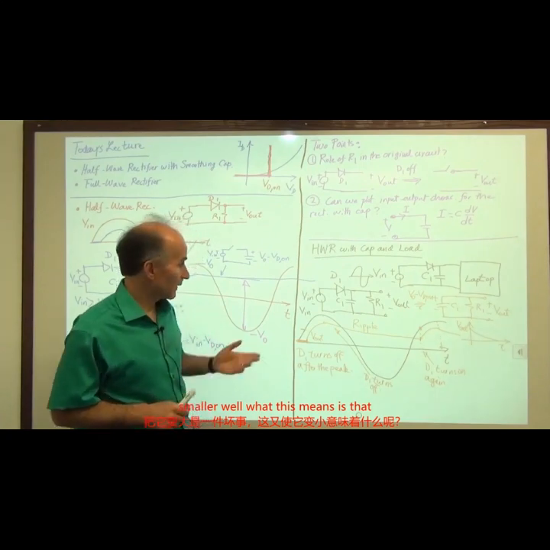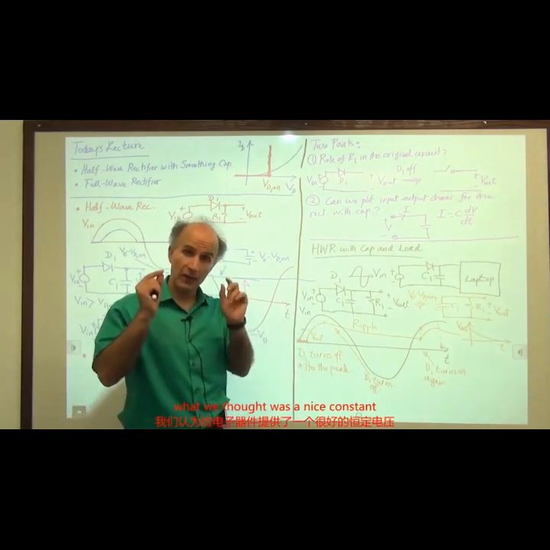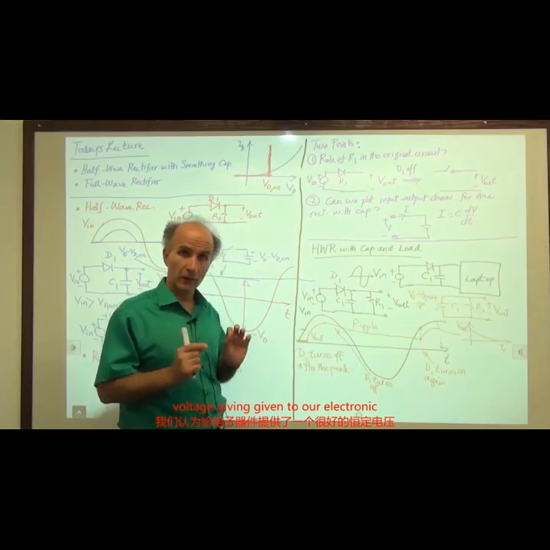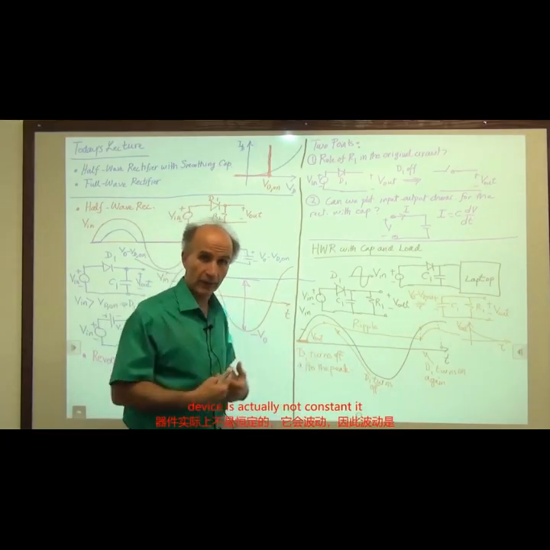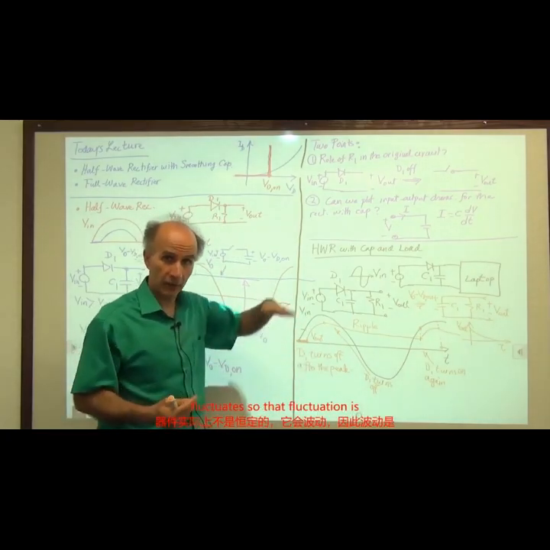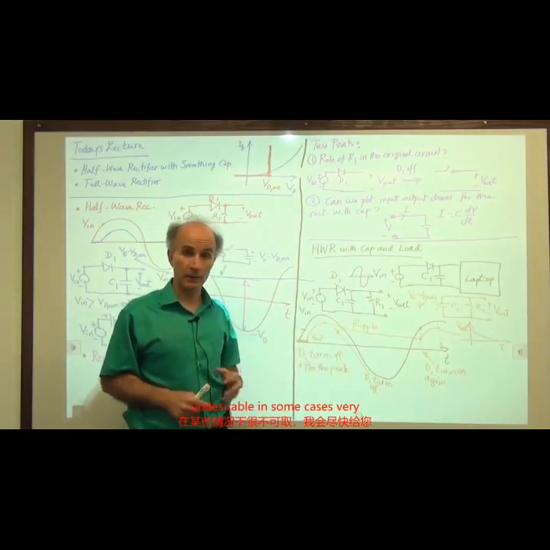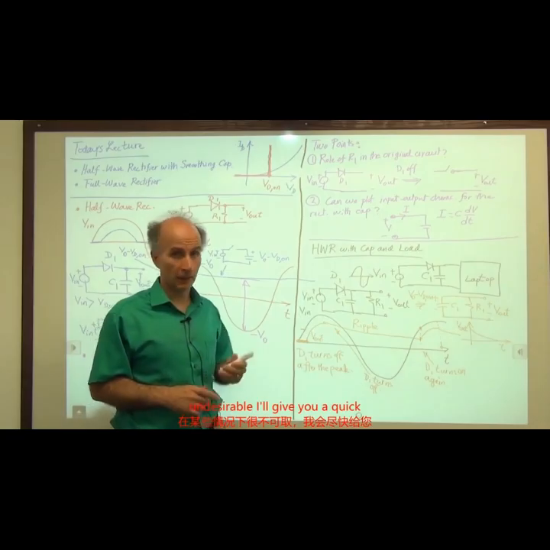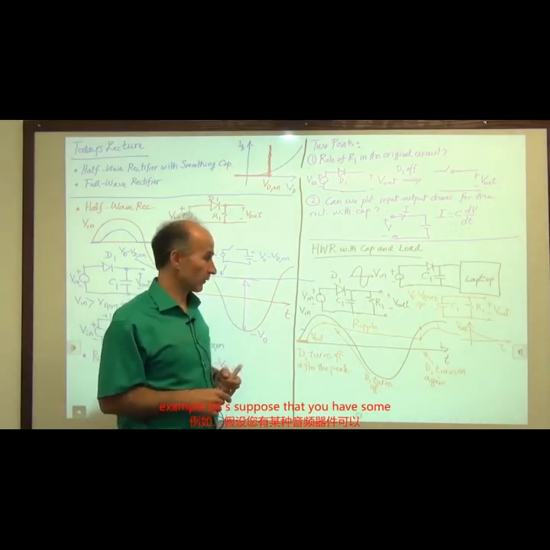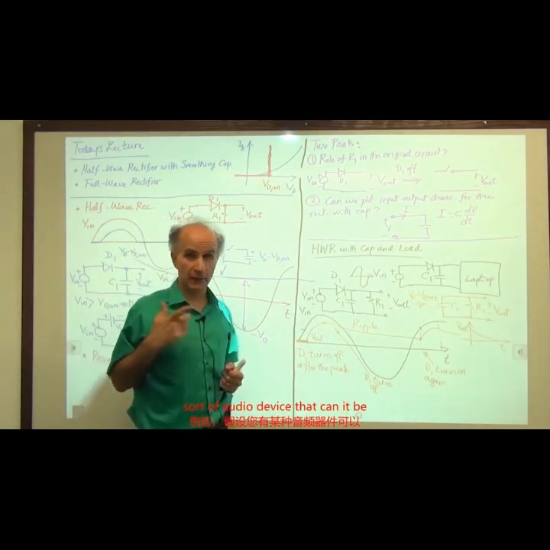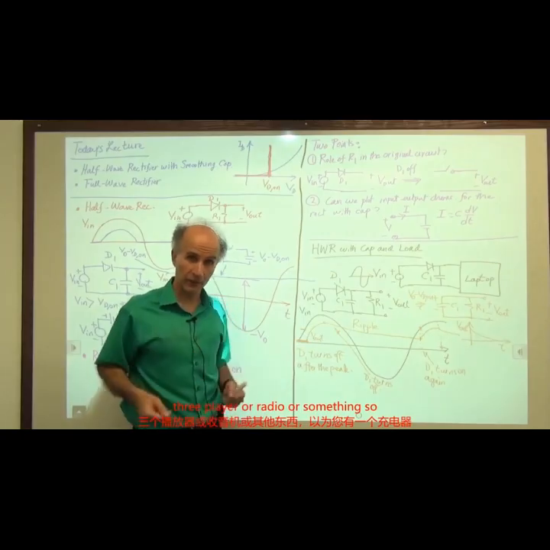Well, what this means is that what we thought was a nice constant voltage given to our electronic device is actually not constant. It fluctuates. So that fluctuation is undesirable. In some cases, very undesirable. I'll give you a quick example. Let's suppose that you have some sort of audio device, like an MP3 player or a radio or something.